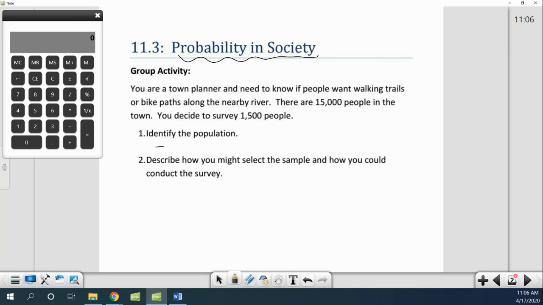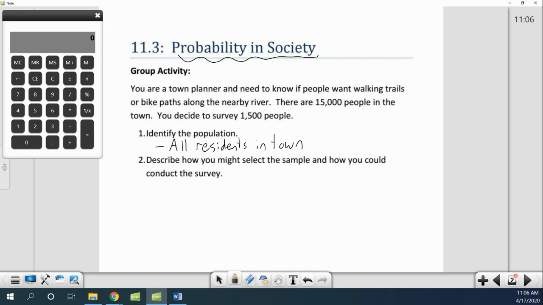So we're interested in all residents in town. That's who we want to hear from. That's who we want to talk to. That's what we're interested in. Now, we know we can't talk to all of them. That would take too much time, wouldn't really be worth it. But that is our population currently, all residents in town.